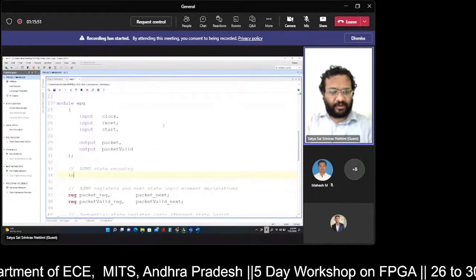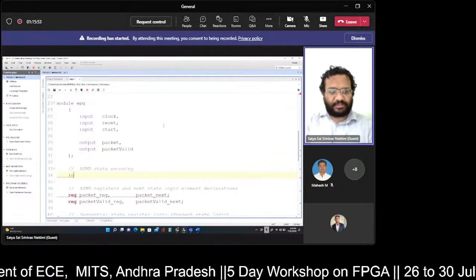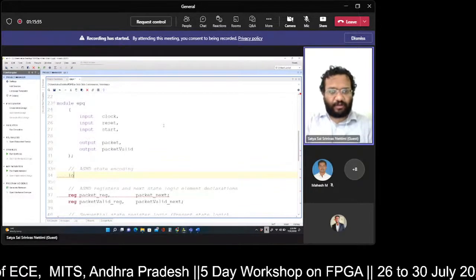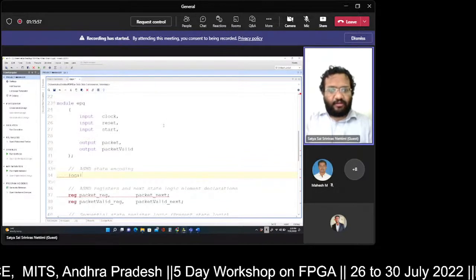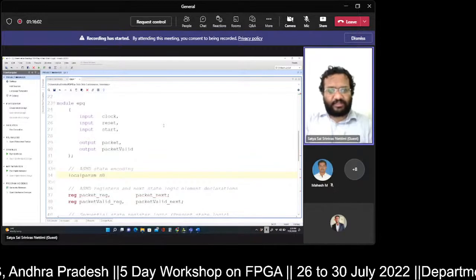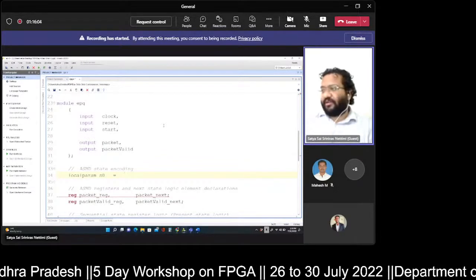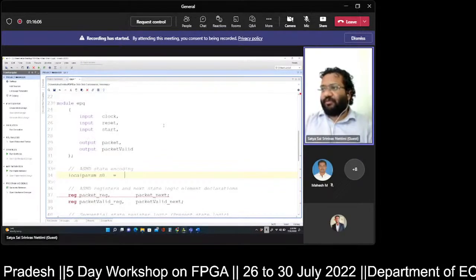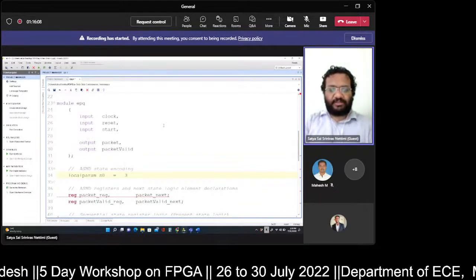Right? State encoding proceeds as follows. We have to create a local parameter. 0 is a state that I am going to define. I am going to define it with 3 bits.